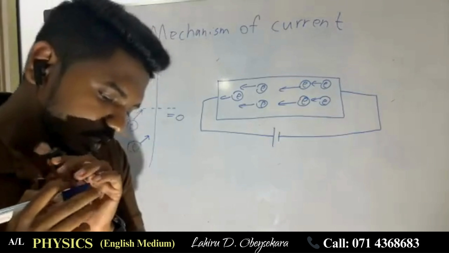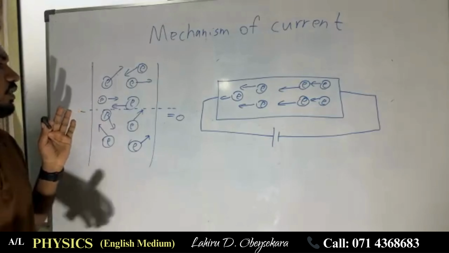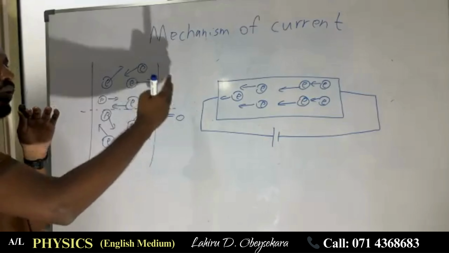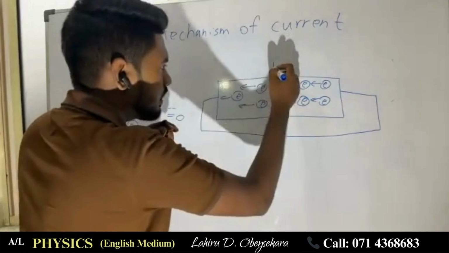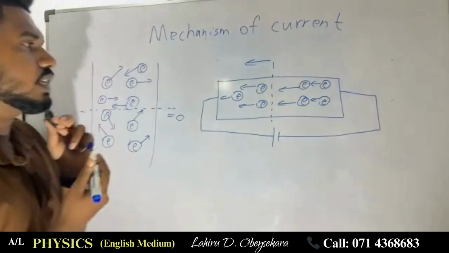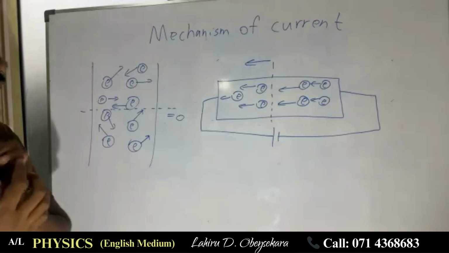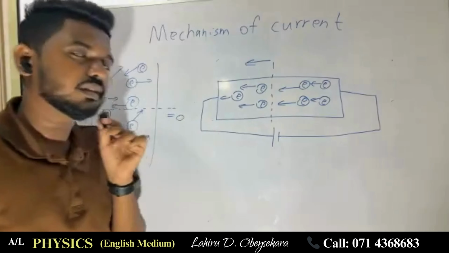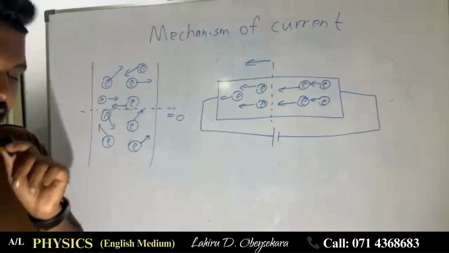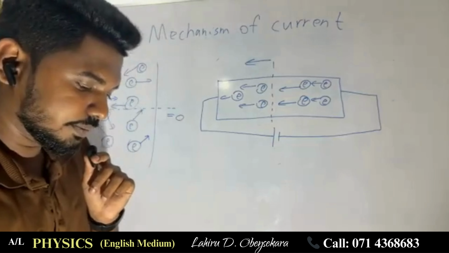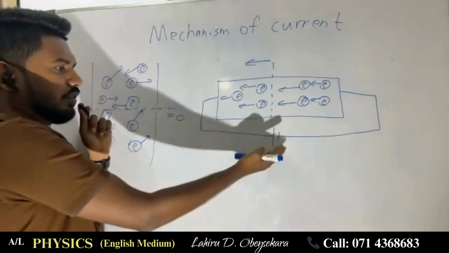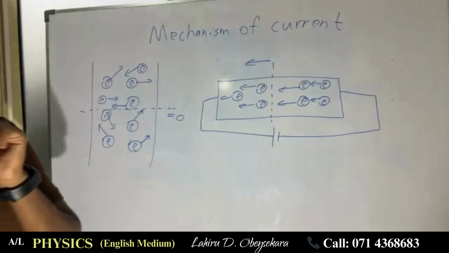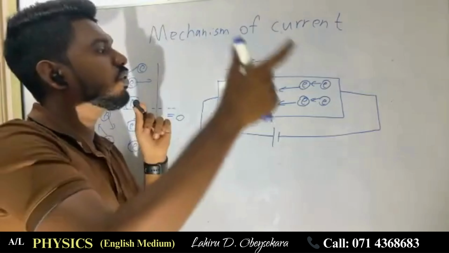Now, in the initial position there is no effective flow, but at this position there is an effective current flow to this side. Now we can say, here is the current. This is the current. So what is the main requirement? We want an electric field. That electric field is generated by a voltage.